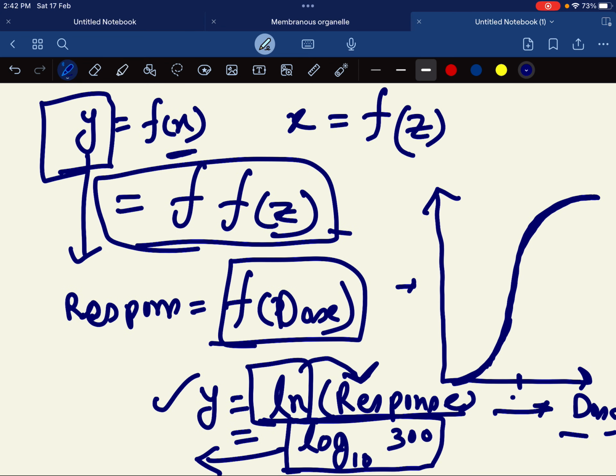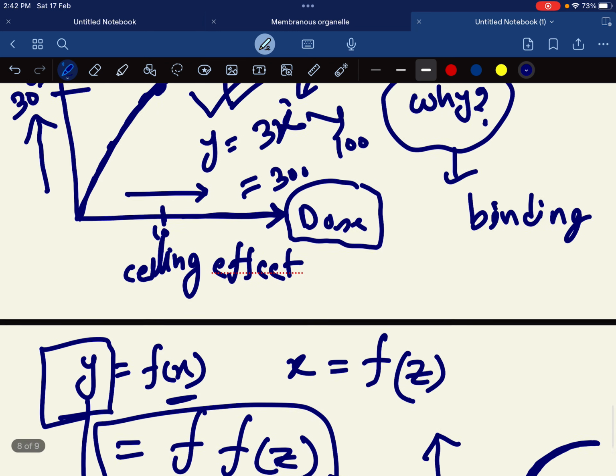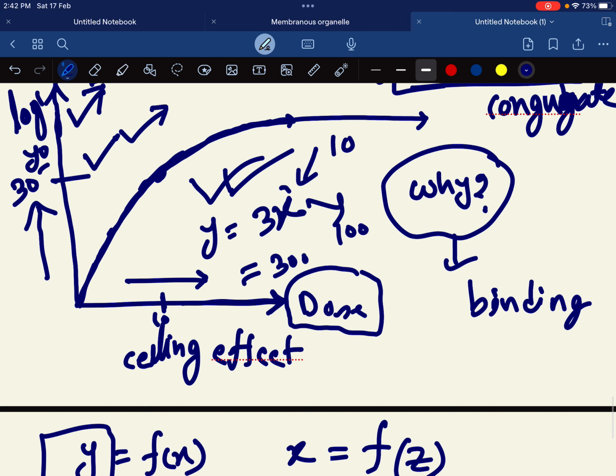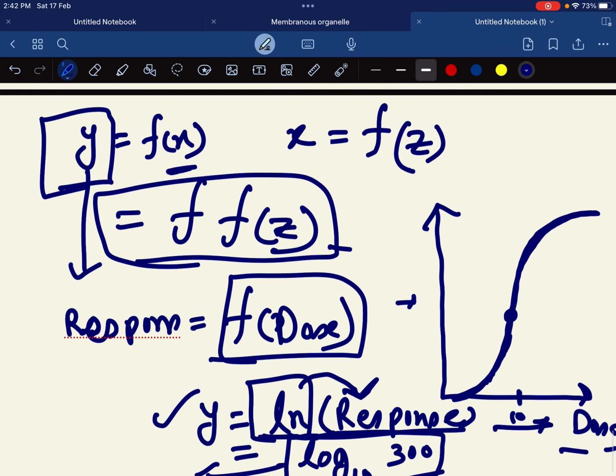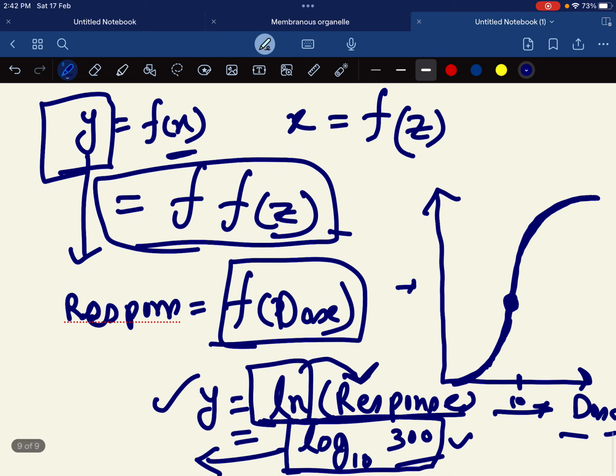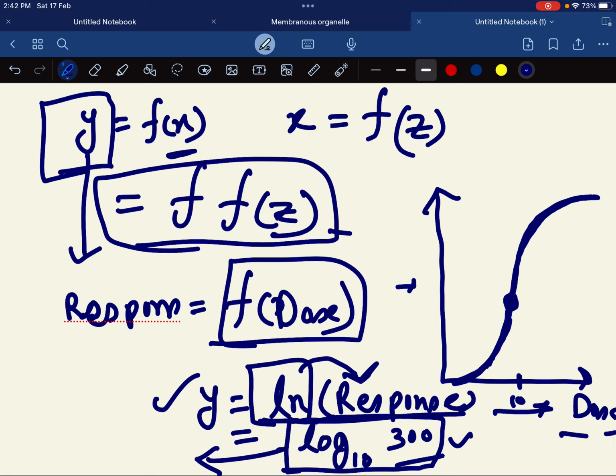Suppose here is 10, then you can say log of 300, what will be the answer, like in this way. That means that although 300 couldn't be included in the y-axis of the arithmetic curve, ln of 300 can be easily included in this y-axis. So the main utility of using this logarithmic function is that we can plot a huge number of data in a small curve.